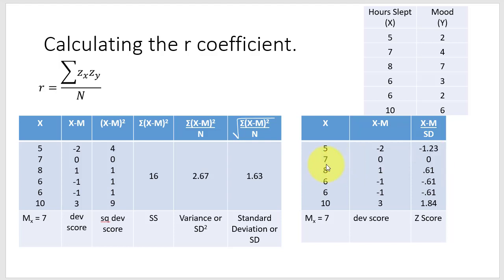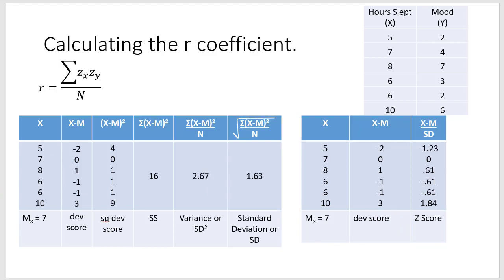The next value of 7 has a deviation score of 0, which means that it is 0 standard deviations away, or has a z-score equal to 0. And that makes sense, because if the mean of our sleep hours is 7 and you slept for 7 hours, you are 0 standard deviations away from the mean. And you can see how the rest were calculated.